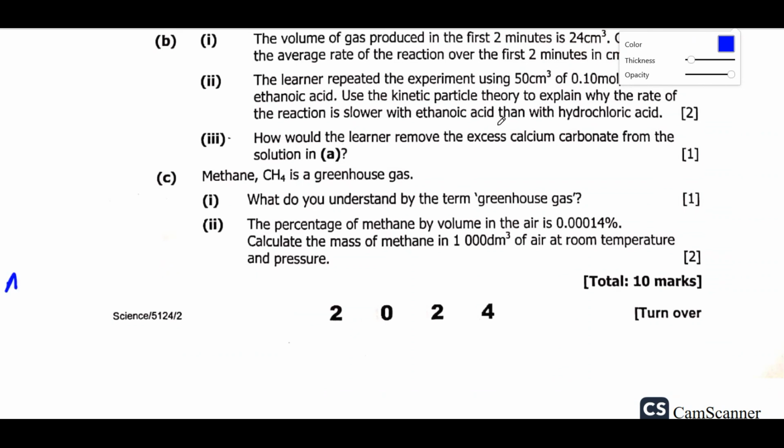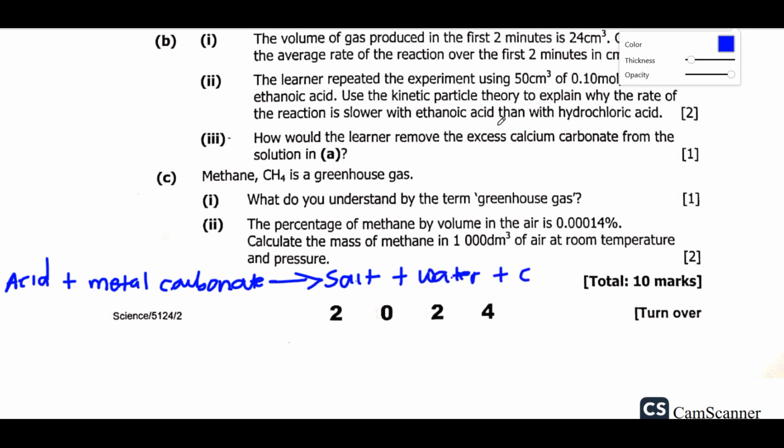So before we look at this equation, first I need us to look at the reaction if we have an acid plus any metal carbonate. So here we are going to have three products. The first one is salt plus water plus carbon dioxide. So it's very important to understand this statement before you write equations like this.